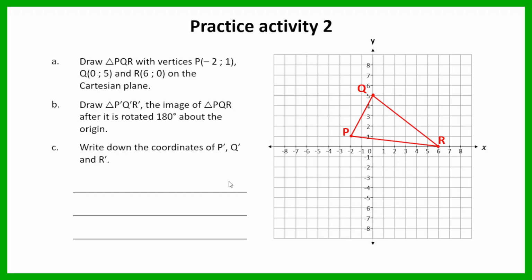Okay, then you had to draw triangle P prime, Q prime, R prime, which is the image of this triangle after it's been rotated 180 degrees. Now you should have ended up with something that looked like this, where P prime is (2, -1), Q prime is (0, -5), and R prime is (-6, 0). Now you have to write down the coordinates of those points. So you should have had P prime is the point (2, -1), Q prime is (0, -5), and R prime is (-6, 0).